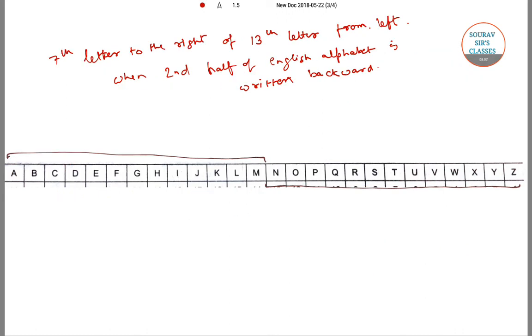Similarly, if we have to find the 7th letter to the right of the 13th letter from the left when the second half of the English alphabet is written backward, that is, the alphabet is the same from A to M, and after that it would be Z, Y, and so on till N. The 13th from the left is M, and then we have to find the 7th to the right of it. So instead of finding that, we can find the 7th letter from the right.